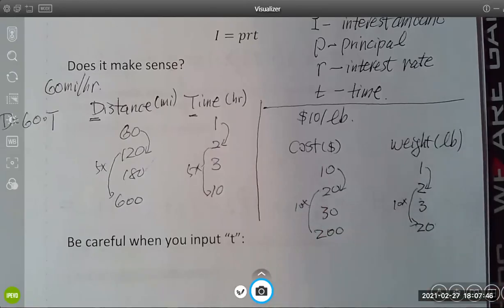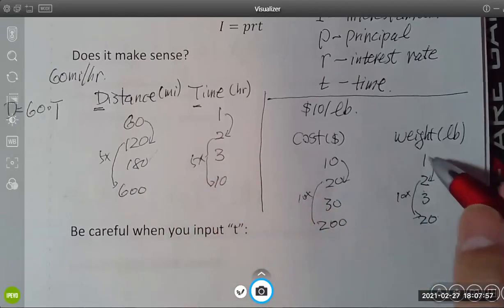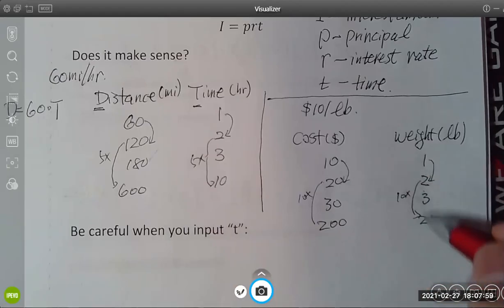So what happened in terms of relation between this total cost and the weight? We have exact same thing going on, just like between distance and the time. One side double, the other side double. One side is 10 times, the other side 10 times. So we can say the total cost is proportional to the weight.